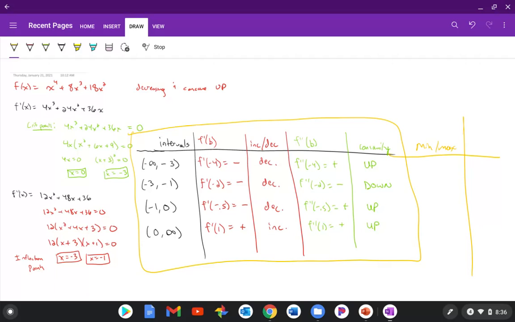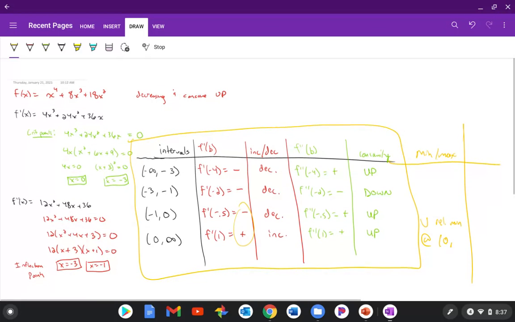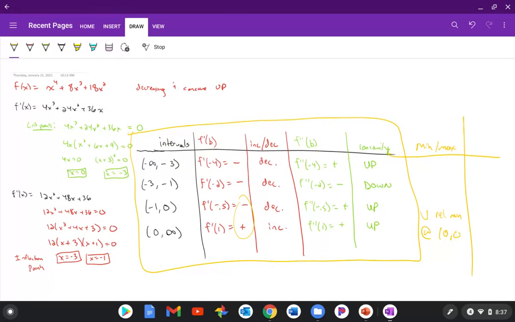There's only one place where it changes from increasing to decreasing or decreasing to increasing. And that is right here, right? So you could say that it's from decreasing to increasing, right? So that's a relative min that's at 0. And then to get the y coordinate, you would plug it into the original function. When you plug it into the original, it gives you 0. So there's a relative min at 0, 0. So you could pretty much sketch the function given all this stuff.